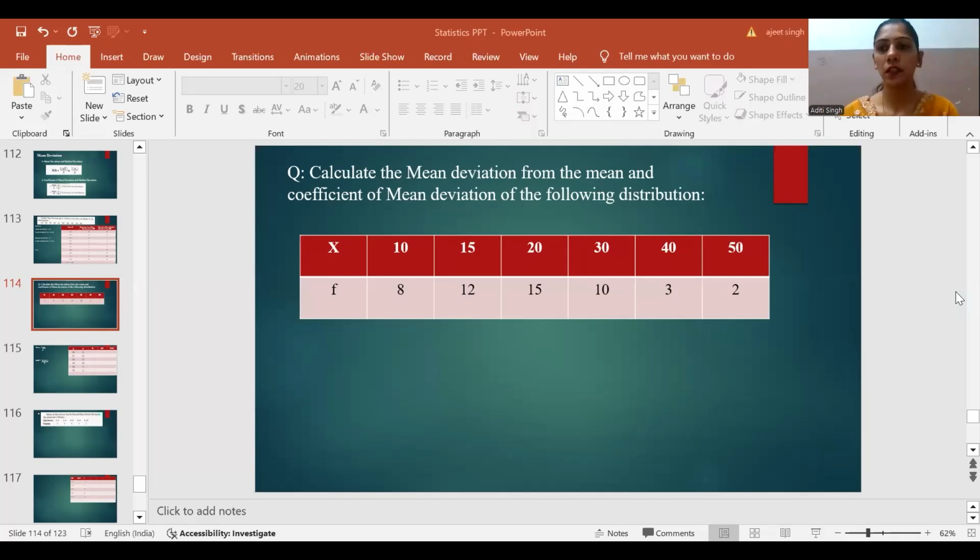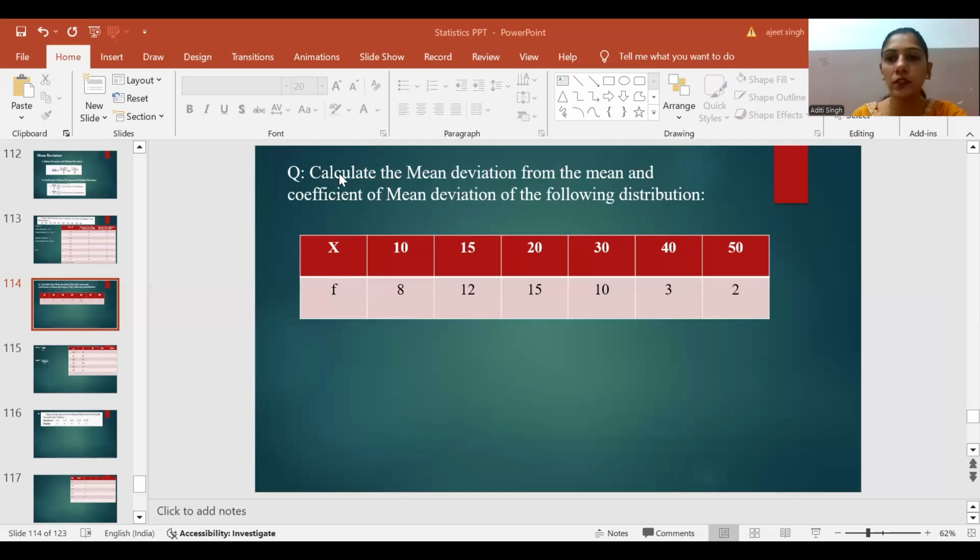So we are discussing the calculation of mean deviation, median deviation and coefficient of mean deviation. We have already done a few questions of calculating mean deviation and coefficient of mean deviation. Now let's further discuss more questions of mean deviation. In the last lecture we discussed the individual series for calculating mean deviation. Now let's do a few questions of discrete series for calculating mean deviation and median deviation.